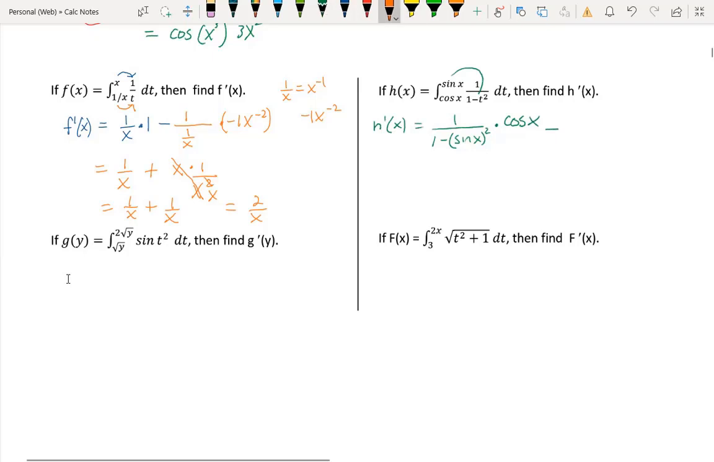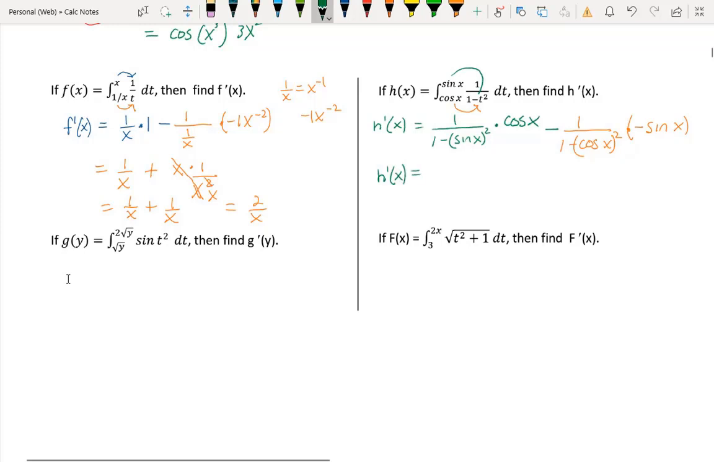Now we're going to plug in the lower limit for t. So that's 1 over 1 minus cosine of x squared, and then times the derivative of the lower limit, the derivative of cosine. I'm going to do this one in parentheses because it's negative sine x. Alright, now we can do a little bit of simplifying here, I think. Think about your trig functions here. H prime of x.